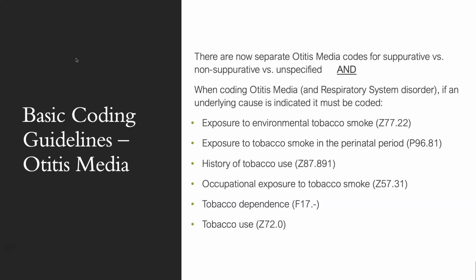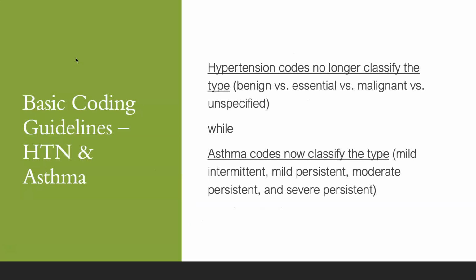So you'll notice when you look at coding guidelines in the tabular for otitis media and really most respiratory system disorders, you're going to be asked to code an underlying cause. So it might be beneficial to train your providers that if it's otitis media or a respiratory system type thing, they need to document the exposure. Did this person have any exposure to tobacco in any possible way, shape, or form, past, present, or future, so to speak?